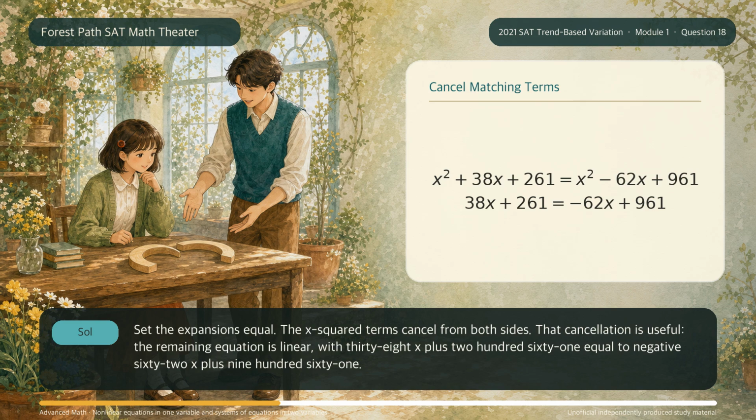Set the expansions equal. The x squared terms cancel from both sides. That cancellation is useful. The remaining equation is linear, with 38x plus 261 equal to negative 62x plus 961.